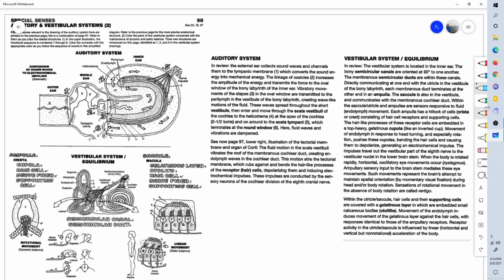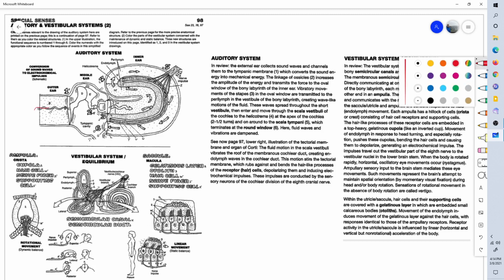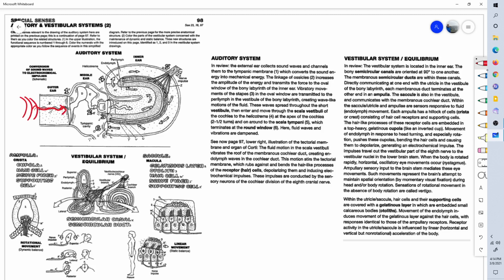So let's review the auditory system, which was discussed in the last lesson. Here we have a sound wave traveling through the auricle of the ear, the external auditory meatus, and then striking the tympanic membrane. I'll leave it in red. Striking the tympanic membrane, you can see these little vibrations here.